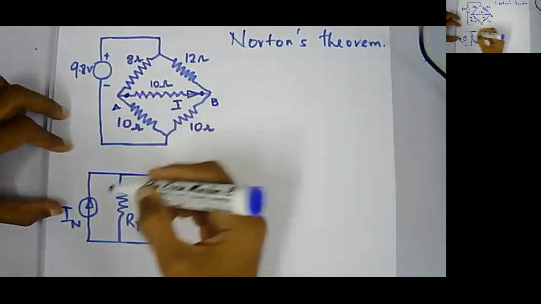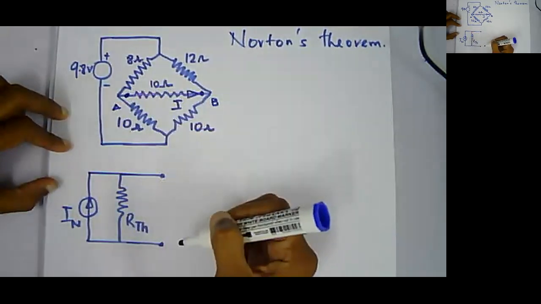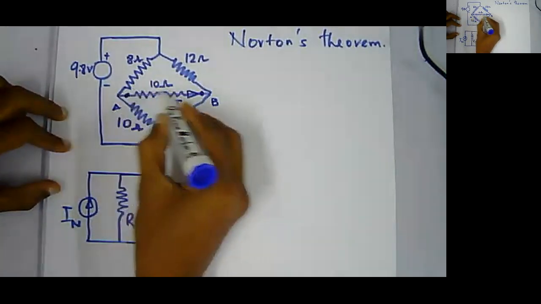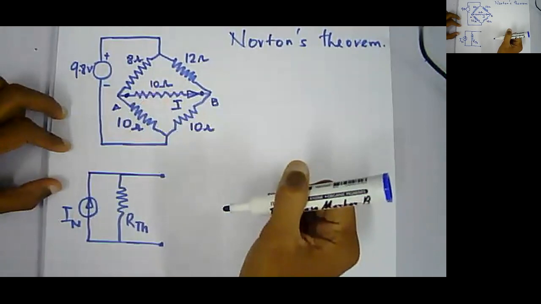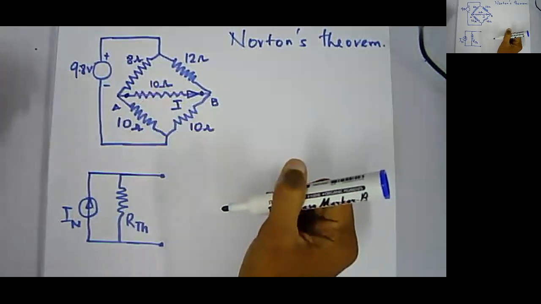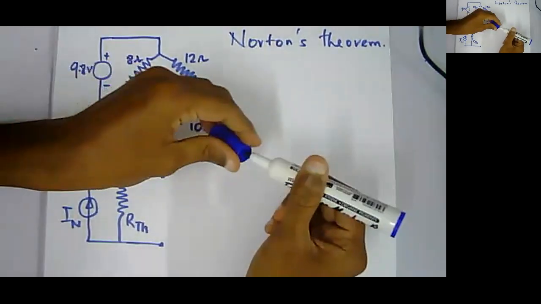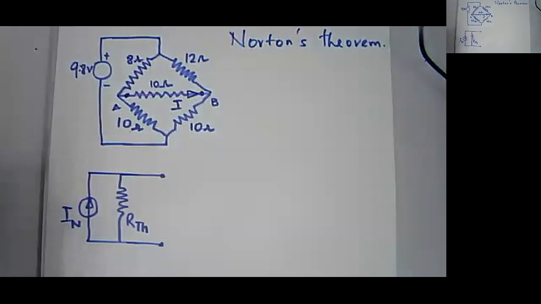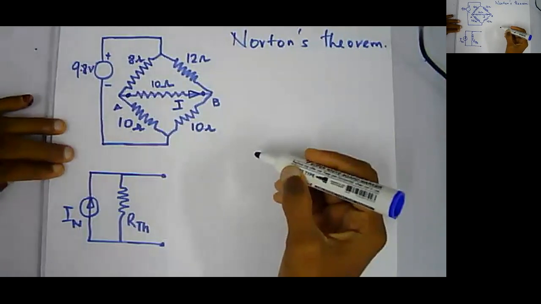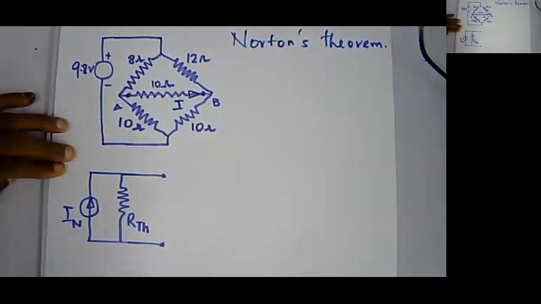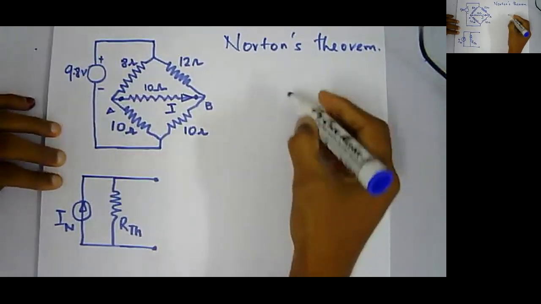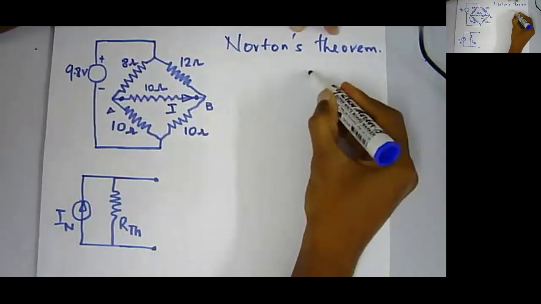First of all, we need to find out the Norton's current IN. So what we have to do is short circuit the 10 ohm resistance, and the current through the short circuited part will be your IN, right? Let's see how we can calculate the current through the short circuited AB. If we short circuit AB, I can redraw the circuit something like this, right?